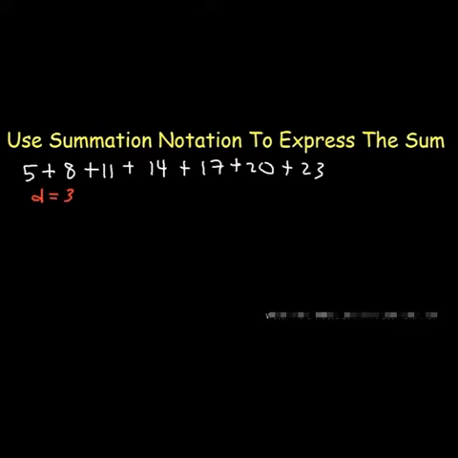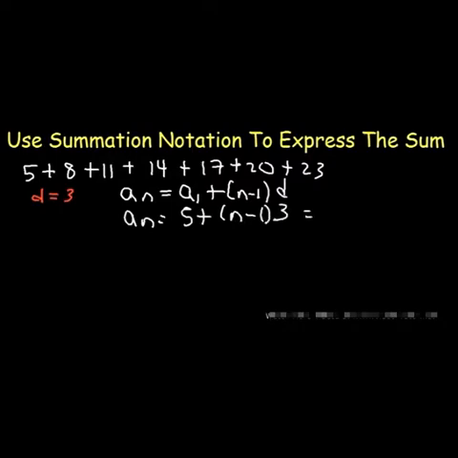So we need to write the general equation for this arithmetic sequence. It's going to be an equals a1 plus n minus 1 times d. The first term is equal to 5, and the common difference is 3. And so that's 5 plus 3n minus 3. So the general equation is equal to 3n plus 2.